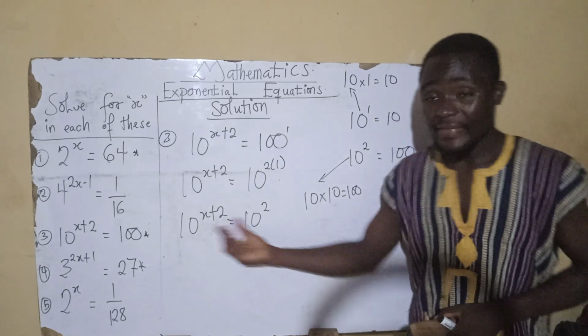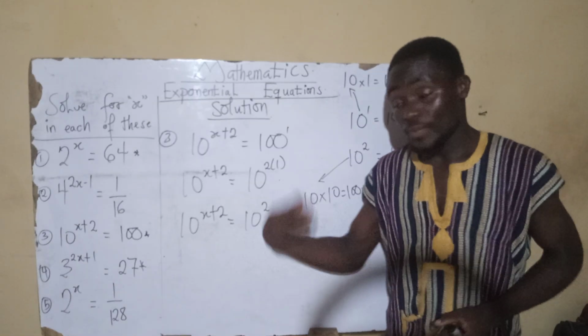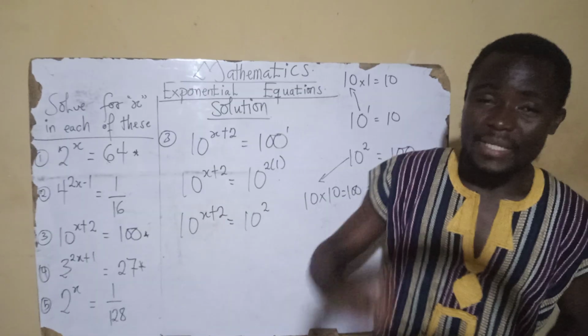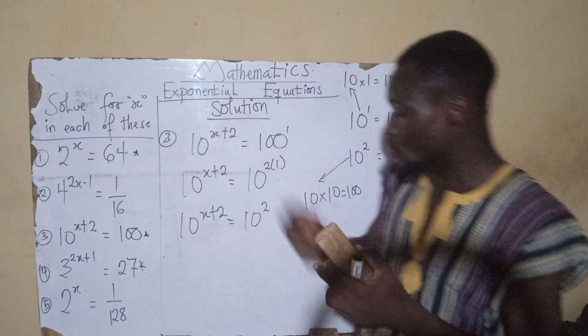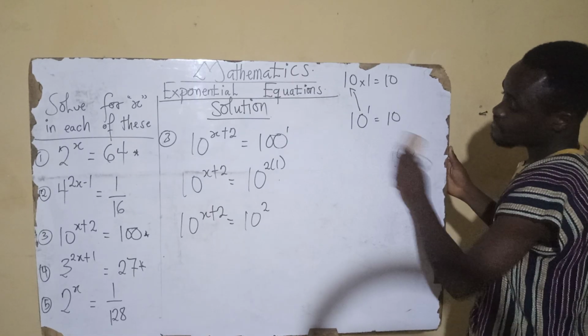Now the bases are the same. So we apply the rule. We state that if the bases are the same, we do what? We equate the powers.